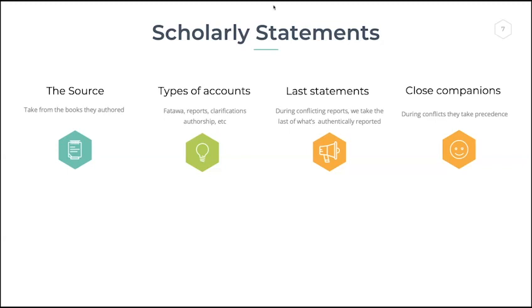The third rule: you check what the last statement of the sheikh is. You'll find some of the ulama in their books may conflate or contradict themselves. So what do you want to do in that case? You say, okay, he said it's permissible here, he said it's not permissible there. I'm going to give you an example, inshallah, of the second and third rules, the types of accounts and last statements, but first let me explain all of them. So the last: there may be a conflict in reports. Here we take the last of what's authentically reported from him.